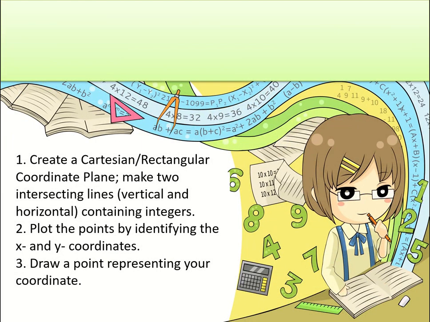How are we going to plot a point on the Cartesian coordinate plane? So first, create a Cartesian or rectangular coordinate plane. Gumawa muna tayo niyan. Make two intersecting lines: yung vertical line, yung x-axis, and horizontal line, yung y-axis. Then, lagyan natin ng mga integers na kung saan yung 0 ay nasa gitna. Plot the points by identifying the x and y coordinates. And last, draw a point representing your coordinate. So, isang point lang lagi ang coordinate sa plane. Okay? Tandaan lang na para siyang isang tuldok lamang. So, katulad nga ng example na langaw, isang bagay lang siya matatagpuan sa plane, yung coordinates natin.